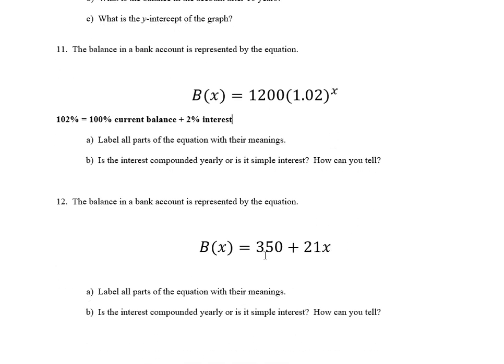On number 12, we start with 350. Well, that would be like your initial balance. And the 21 is your simple interest. You're adding the same number each year. So the answer to B was, is the interest compounded yearly or simple? It is simple interest because it's a linear function and it's adding exactly 25 per year.